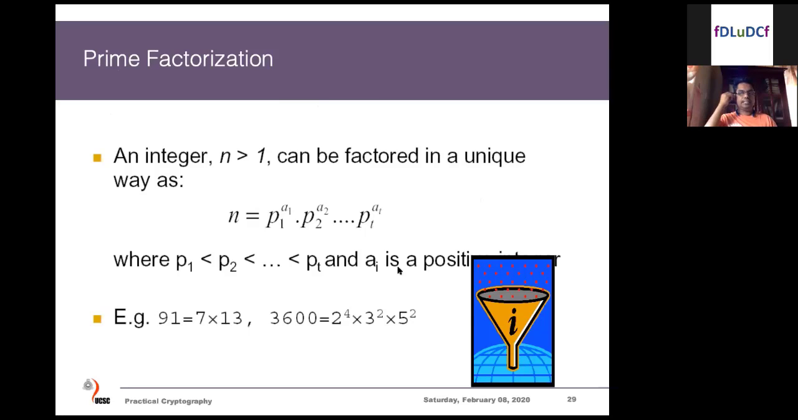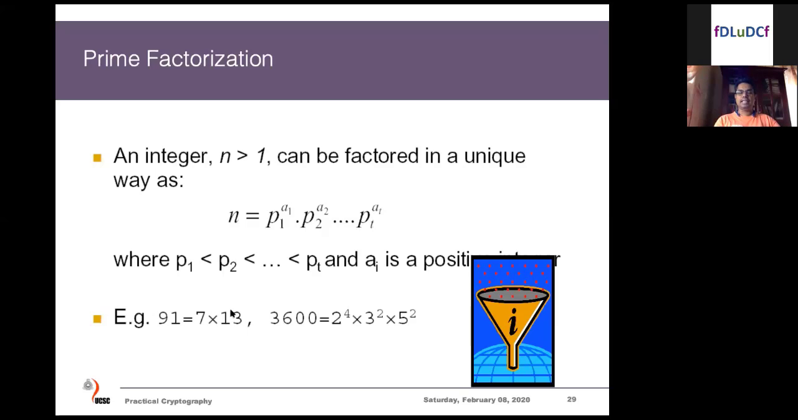What is prime factorization? Prime factorization is the method to factor a number into its prime factors. For example, if there is a number n, we can factor it into prime factors. Take the number 91: its prime factors are 7 multiplied by 13. In the RSA algorithm, this 91 is a kind of public number, and the strength depends on us not being able to factor it back into the prime factors.